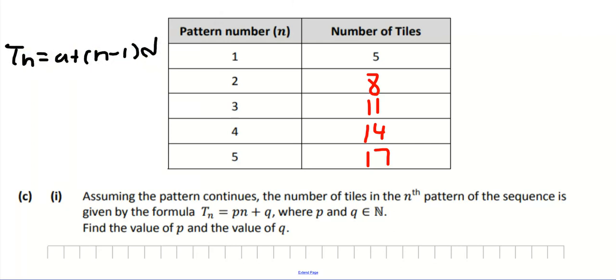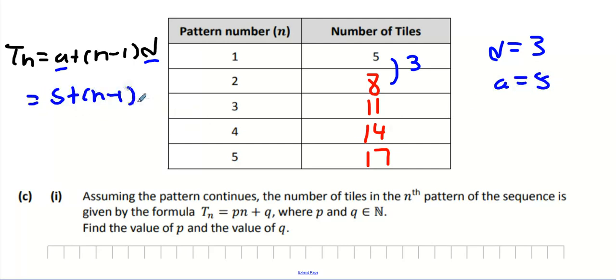Now you need to know 2 things. You need to know a and you need to know d. Any ideas how to get it? d is 3 and a is 5, because a is your first one. So let's just put them in here and we get 5 plus (n minus 1) times 3, and multiplying the 3, 5 plus 3n minus 3.